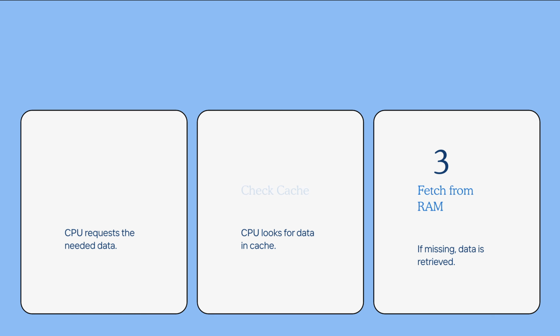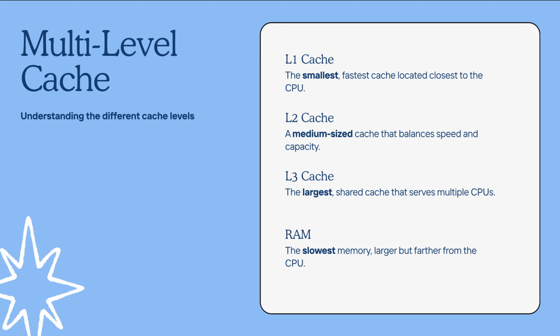Moving on, we're going to talk about multi-level caches. Most CPUs do not have just one cache. They actually have three levels: L1, L2, and L3. Let's start from the bottom. L1 is the fastest and smallest because it's right next to the CPU. L2 is a little bit bigger and a little slower. And L3 is even bigger, and it's shared by the CPU cores. RAM is much larger but slower compared to the other three caches. So the main rule to remember is that closer usually means faster.